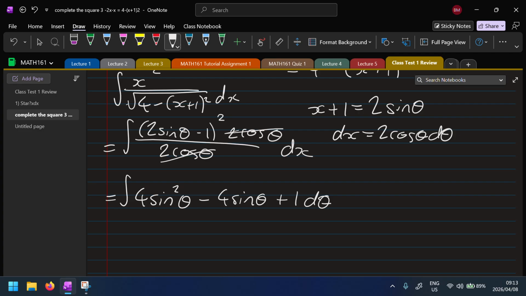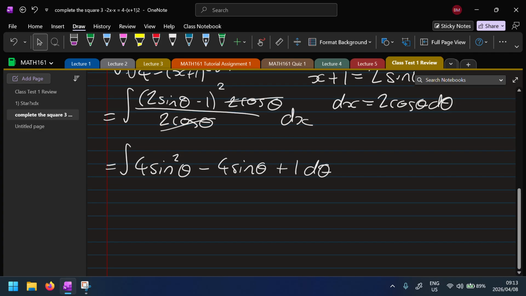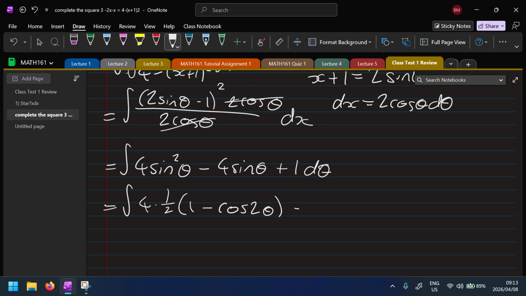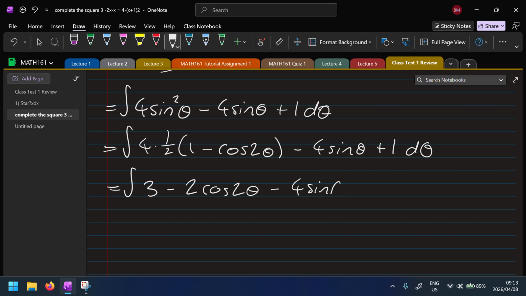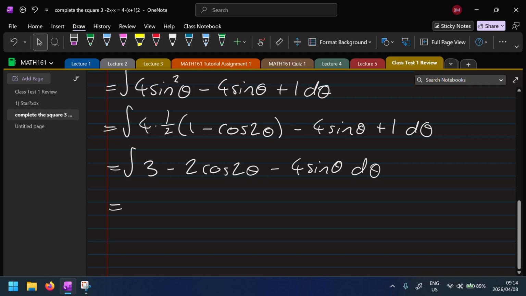Now, sine squared, we do have to change to the double angle. So this is going to be the integral 4 times half 1 minus, if it's with the sine, cos 2 theta, minus 4 sine theta plus 1 d theta. So 4 times a half, that'll just be a 2 there. 2, and then we got another 1 there, so there'll be a 3. Okay, and then integrating this, that gave you your second mark.